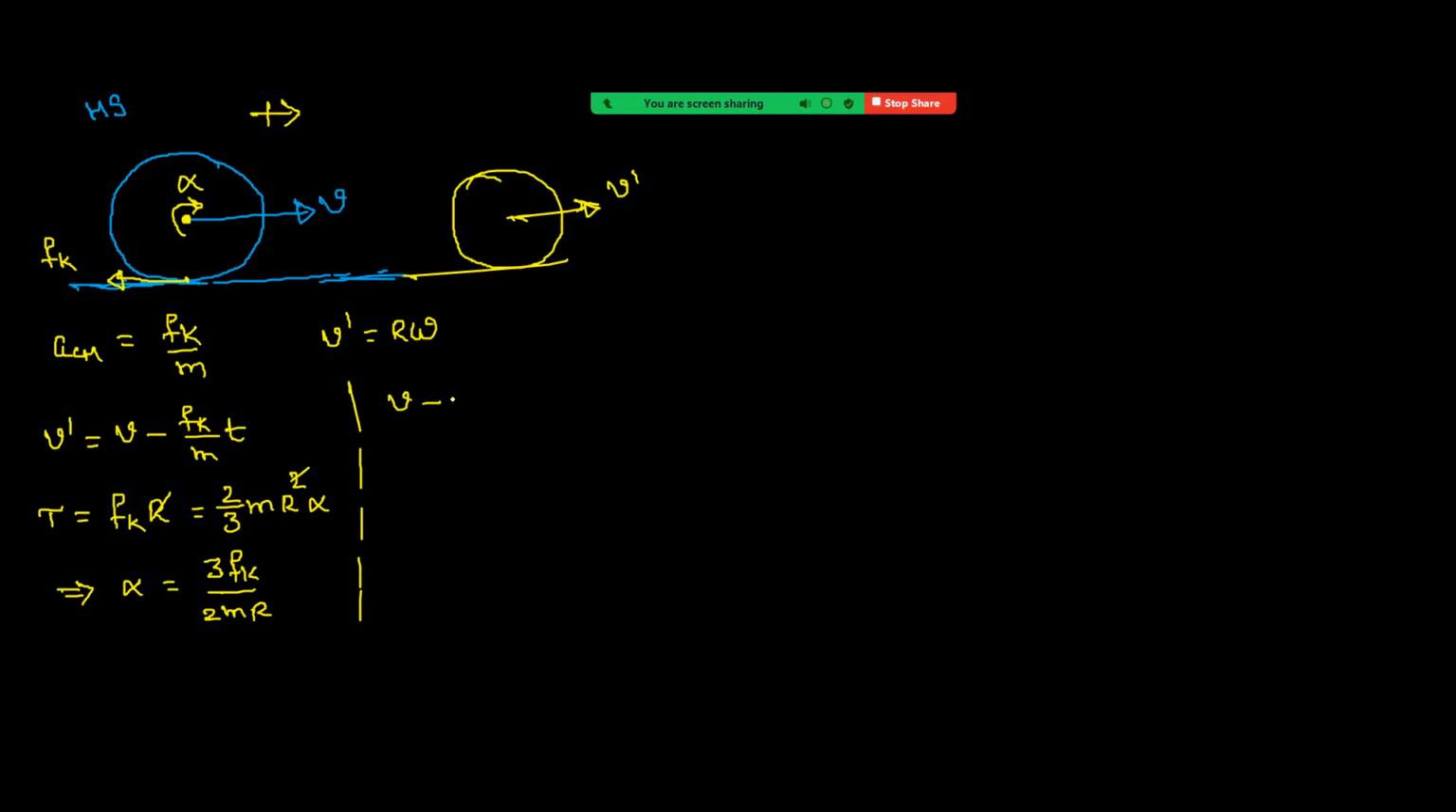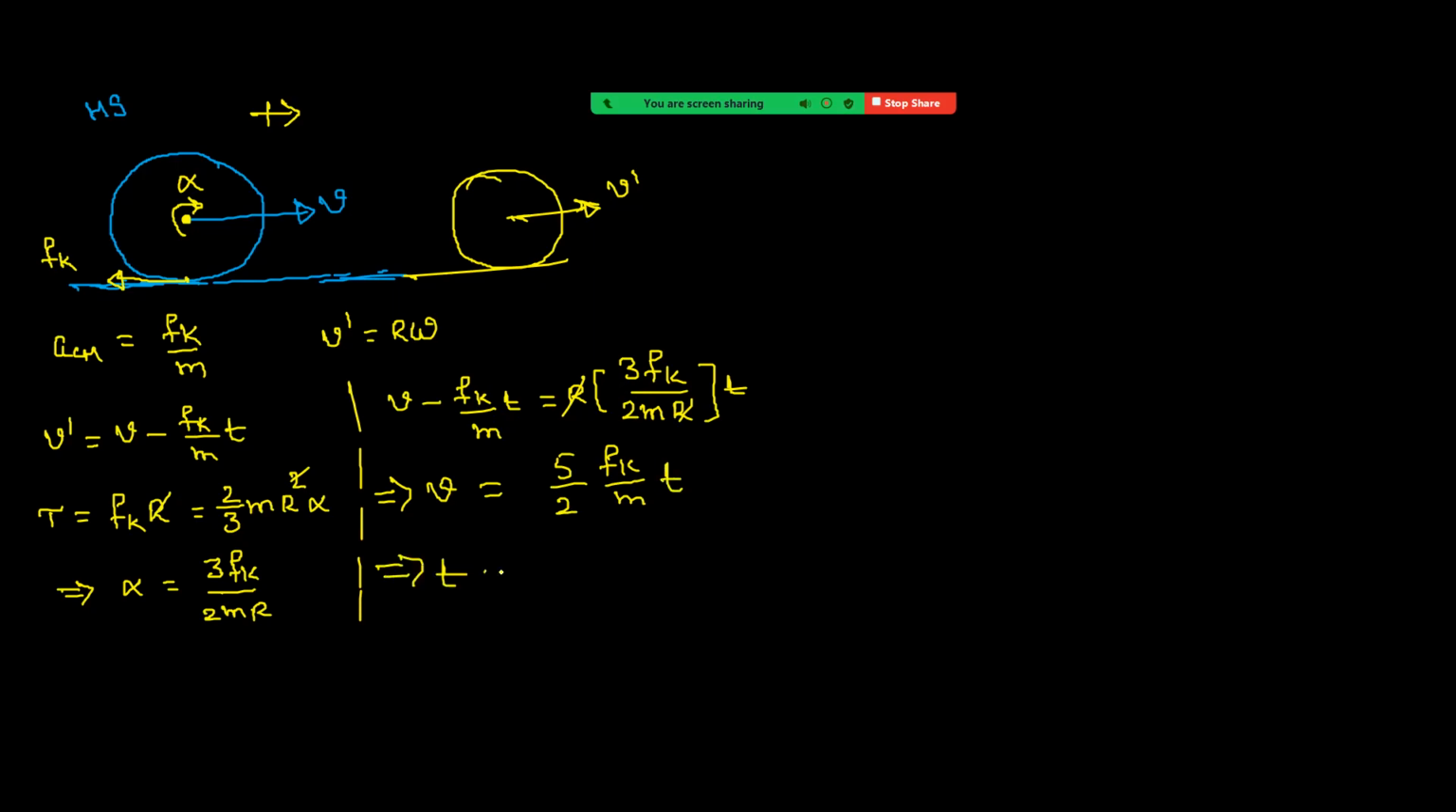In the place of v dash, v minus fk by m into t, that is equal to r into, in the place of omega, 3 fk by 2 m r. Now simplify this. R gets cancelled. 3 by 2, it is omega's alpha, direct t is here. Now take this one to the right side. 3 by 2 plus 1, 5 by 2. So V equal to 5 by 2 Fk upon M into T.